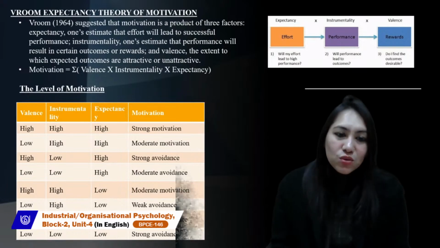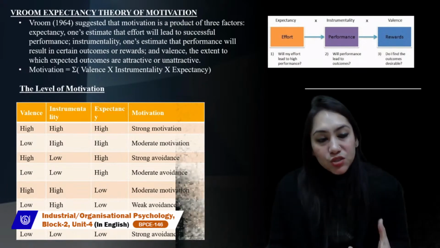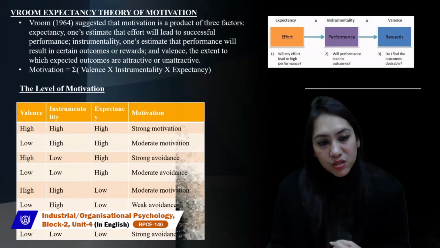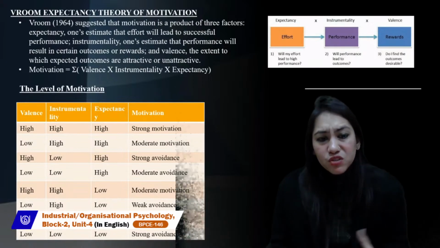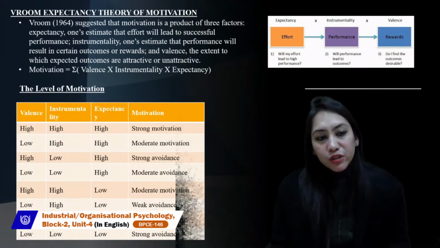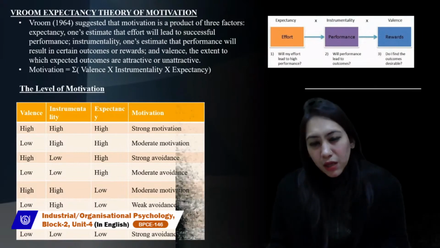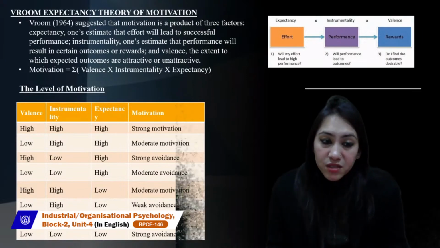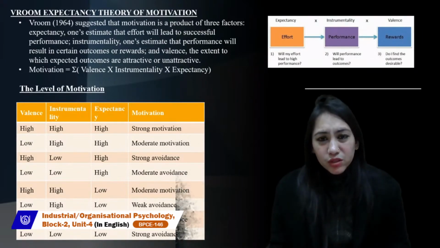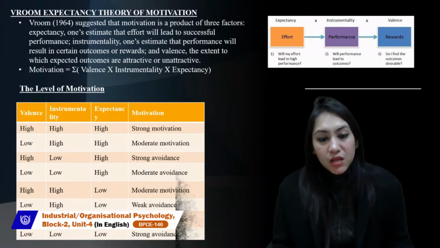Is that good? So when we talk about strong avoidance, strong moderate motivation, avoidance is talking about how your motivation is. You do not have a very strong motivation, but avoidance suggests that you are giving a very high effort, but the instrumentality, the performance, is very low. So you end up avoiding the task a little. Weak avoidance is that you do not want to be involved. You let the task be on its own without any effort put in.